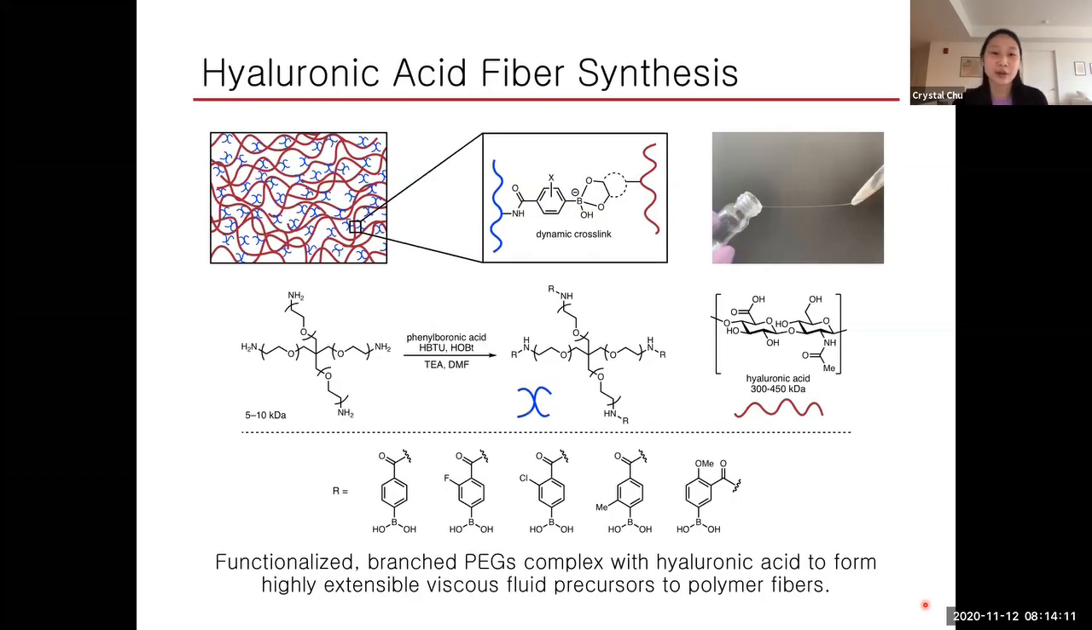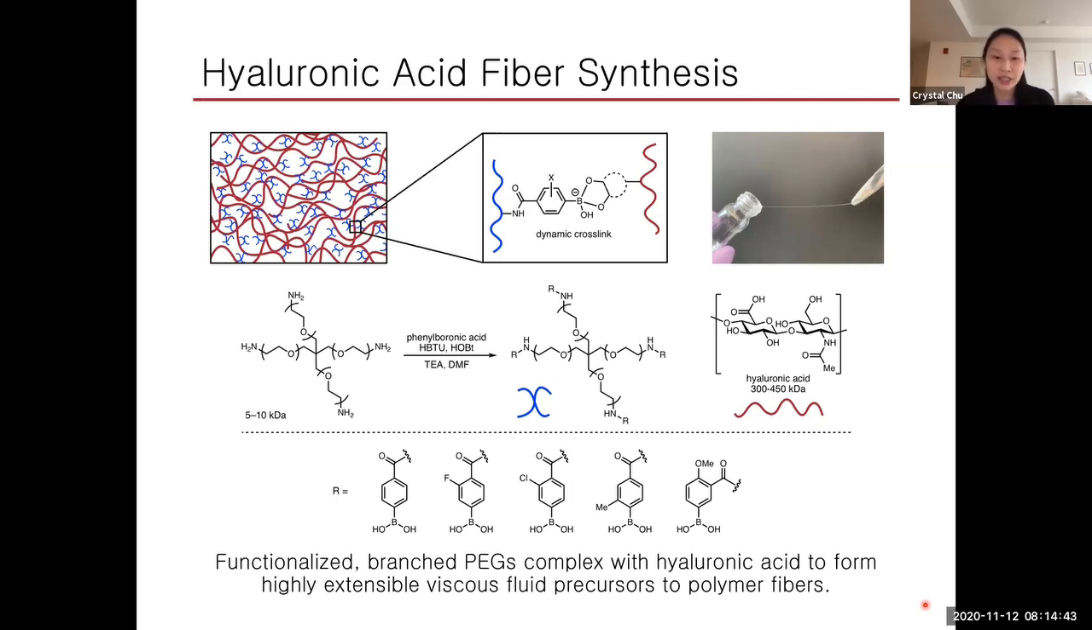Okay, so now we're going to dive into the chemical makeup and the synthesis of these fibers and the characterization of the fiber precursor, so the starting material fluid, and then the resulting fibers. And it was really important to me to look at the effect of different molecular structure on the properties of those two things, the fluid and the fiber, so that we could understand a bit more about how to rationally design these types of materials.